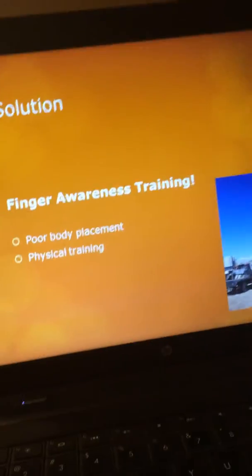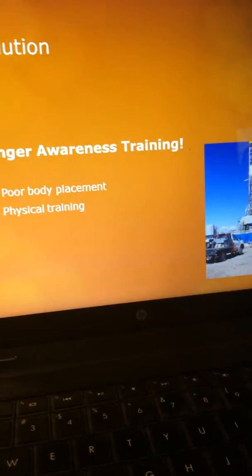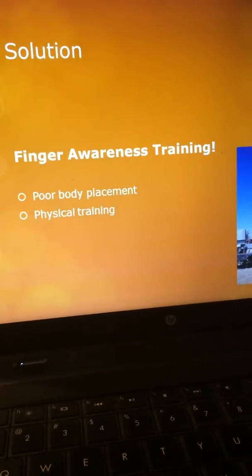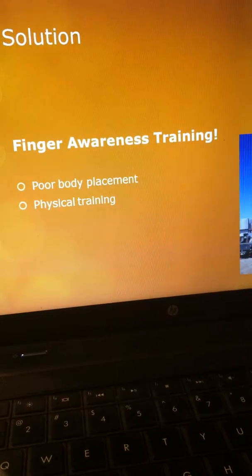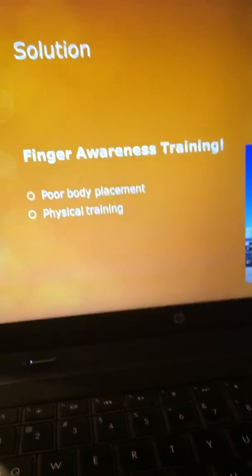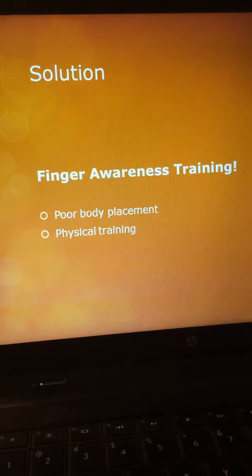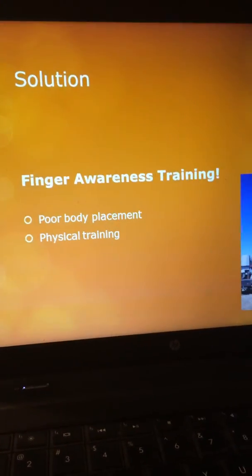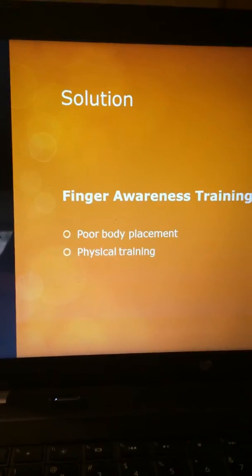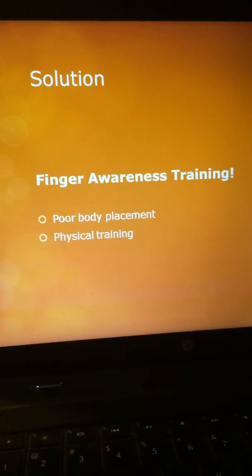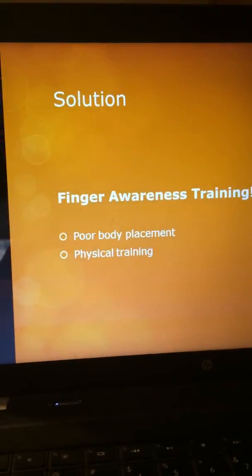So what's the solution? What's the best method of attack here? Now, after consulting with my peers and my management and using my own intuition and experience, I feel like a physical finger awareness training is the best way to get that number down. Because with a little bit of insight, you can see that it's poor body placement that's causing a lot of these injuries. So whether that be just not knowing or not caring, I don't know, but I do know that a physical training over the hazards and showing the struggle of missing digits will get the attention of some employees.